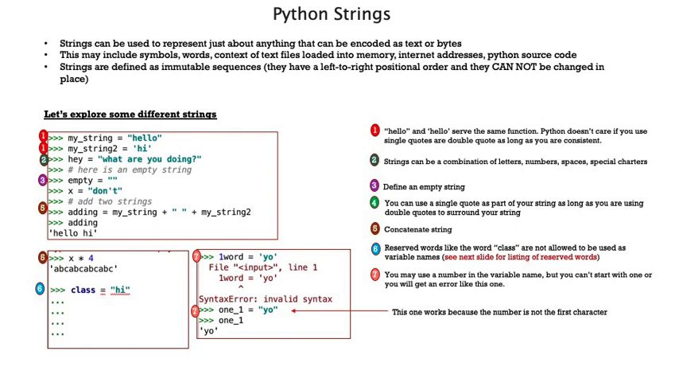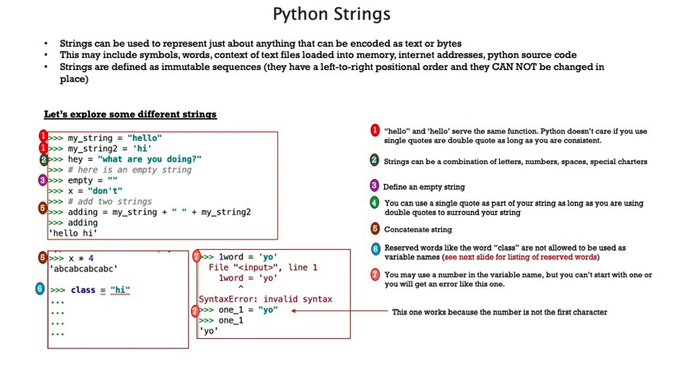Let's explore some different strings. So you see string number 1, my_string equals hello, and strings are put into quotes. String number 2, my_string2 equals hi. And you see here, Python doesn't care if I use double quotes or single quotes, as long as we stay consistent. What I start with, I end with. Then strings can be a combination of letters, numbers, spaces, and special characters. And you see here, I have spaces in the sentence, what are you doing, is also a string. I have a question mark in there and I have spaces, so that's permissible.